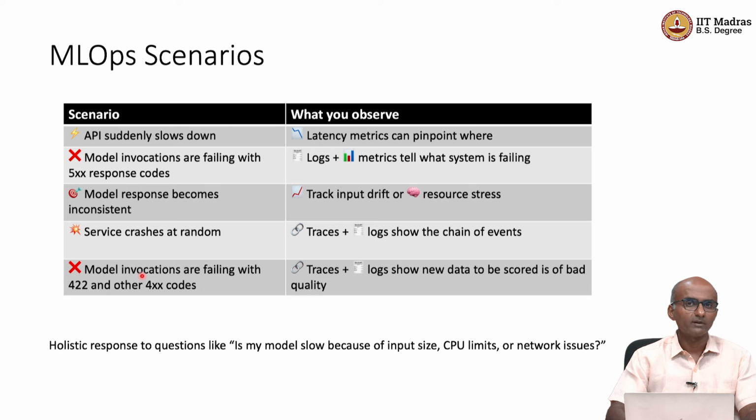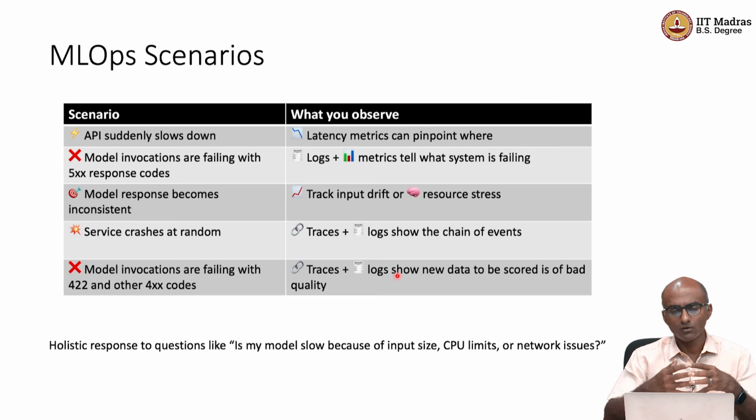Or the model invocations are failing with 400-class response codes. Here, the 422 specifically refers to the fact that the server was not able to process the input data. Other 4xx codes indicate service unavailability, things like that. But 422 specifically is about input data not meeting the expectation. So therefore, it's not parsable. And because it's not parsable, the server crashes or there's an exception. In these kinds of cases, the traces information might provide you information about the data itself that's getting sent out as a payload. And then along with the logs, you can take a look at which data is getting scored and what is of bad quality.